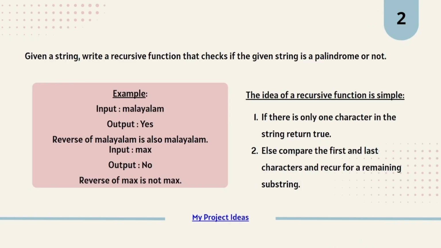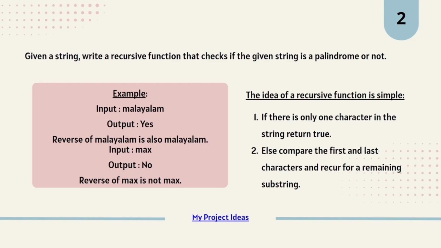So what's your task? Your task is you have been given a string. You have to write a recursive function that checks if the given string is a palindrome or not. Example, suppose there is an input given as Malayalam. When you reverse Malayalam, you get Malayalam only. As the original string and the reverse string are the same, hence it's a palindrome string. Suppose there is an input max, but the output here is no. Why? Because the reverse of max is zam, and max and zam are not the same. That's why it's not a palindrome string.